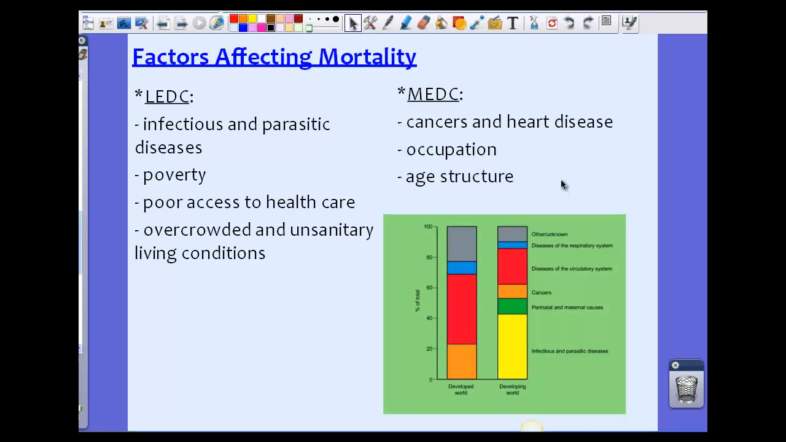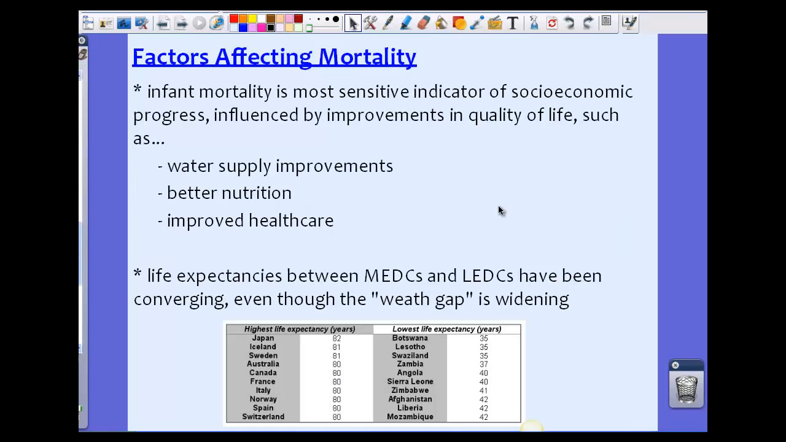We also see occupation as part of the factors, and age structure. We have a large population of elderly, above 65, and usually the older you are, you tend to die, of course. So the age structure is a little bit different as well. That's one of the factors too, just old age.